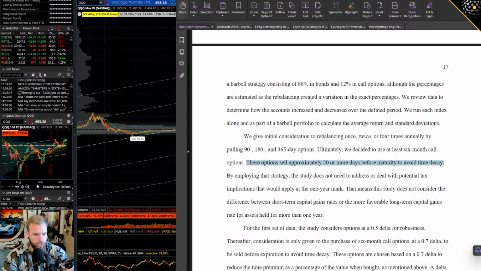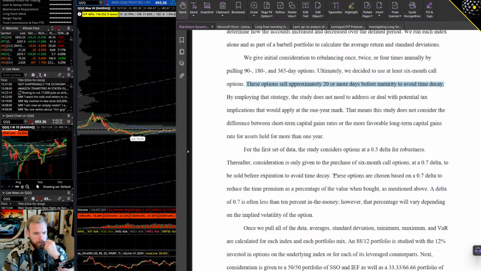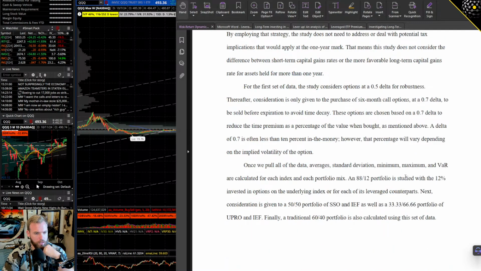By employing the strategy, it does not need to address potential tax implications that would apply at the 1-year mark. So they're talking short-term versus long-term capital gains. That means the study does not consider the difference between short-term and long-term capital gains. Yeah, okay. Study considers option at a 50 delta. That's okay. And then they look at 70 delta. That's okay. Yep.